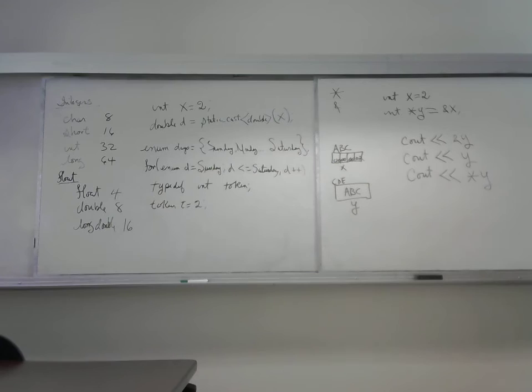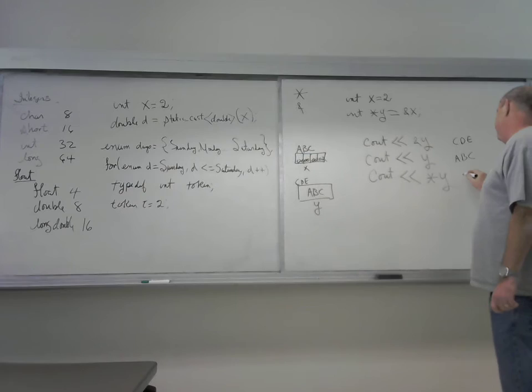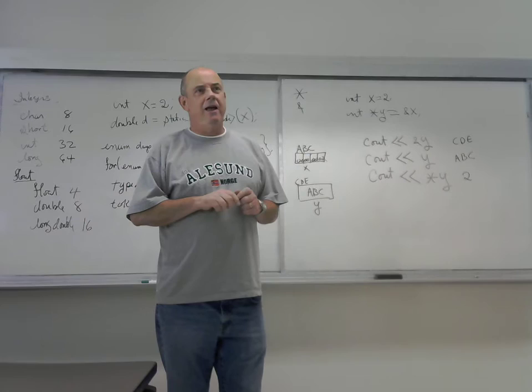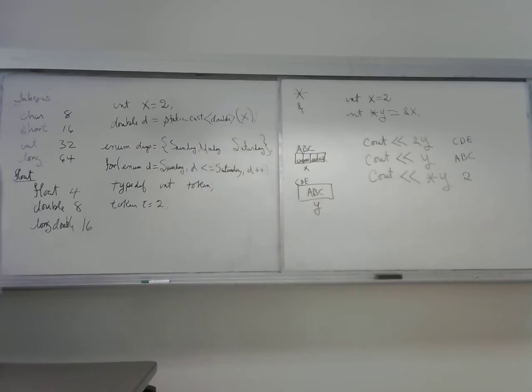So this gives me CDE, this gives me ABC, and this gives me 2. You can't get the address of anything you want in Java, which you can't here. So, this turned out to be extremely useful and beneficial for many things, and they're used heavily in C++. Questions so far?